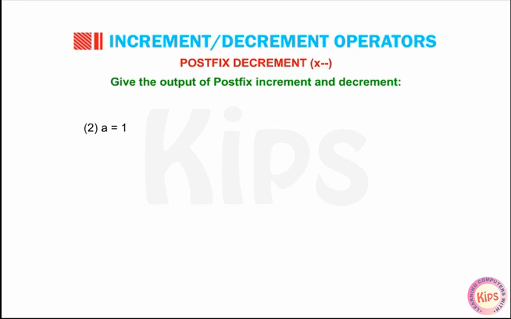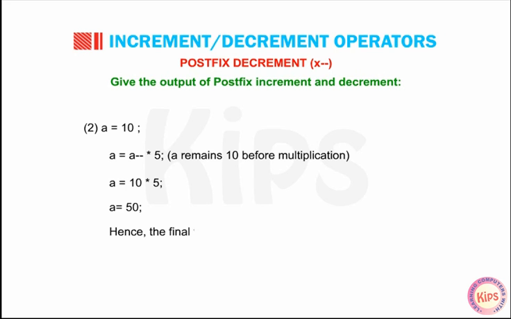2. A = 10; A = A-- * 5; A remains 10 before multiplication. That is, A = 10 * 5. A = 50; Hence the final value of A will be 50.